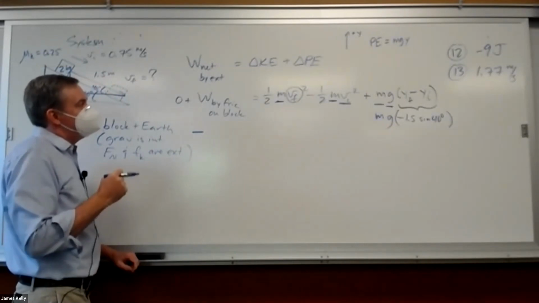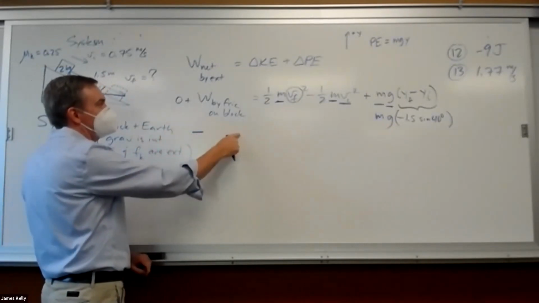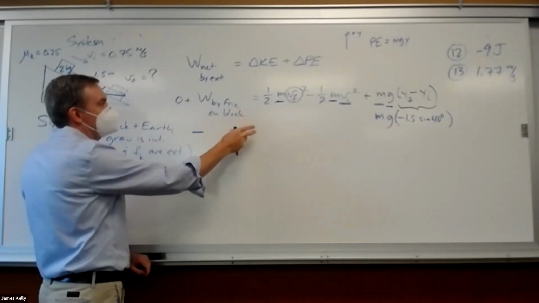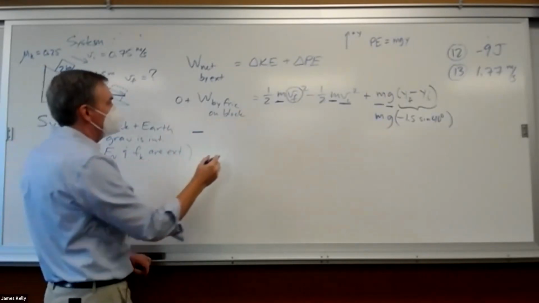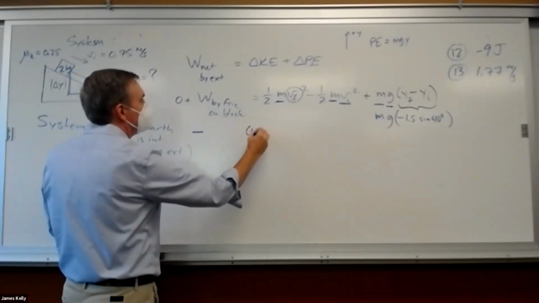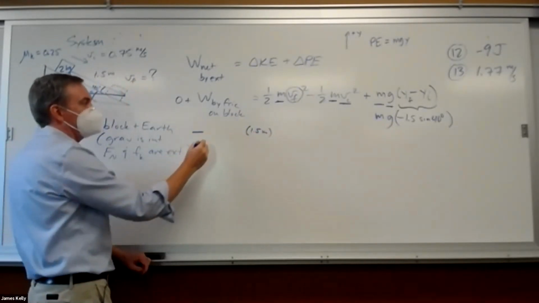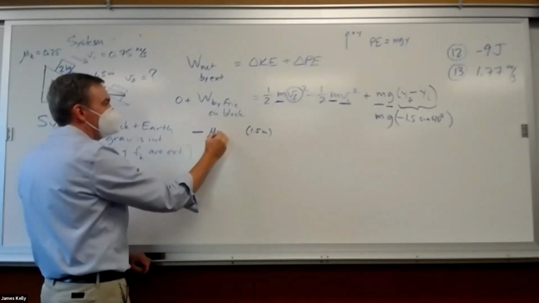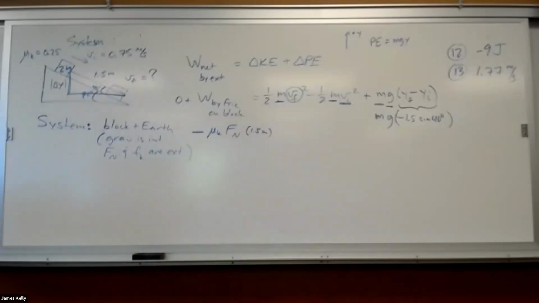Okay, so what do I need? To calculate the magnitude of the work done by friction, I need the distance it moved. Do we know that? 1.5 meters, right? And I need the magnitude of the friction force. And I do know that, right? That's mu kinetic times the normal force. And I know mu kinetic is 0.25, so I've reduced it down now to, can I find the normal force?